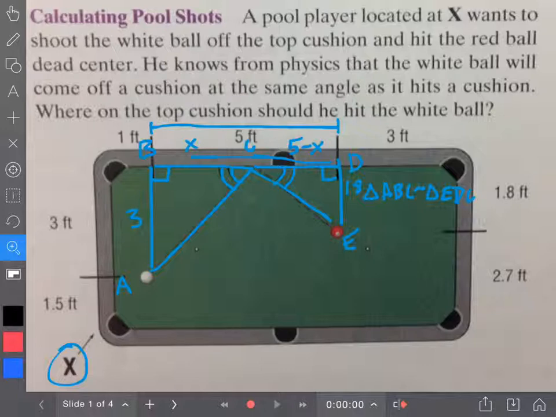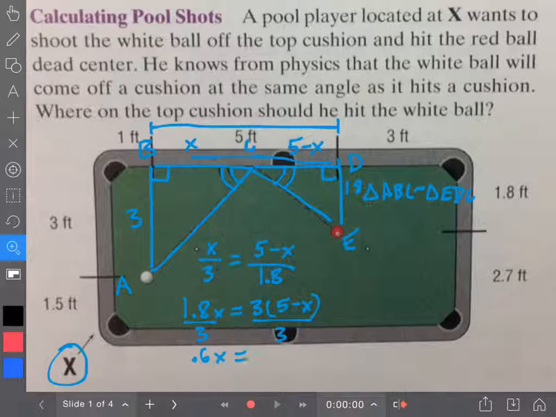We can say, alright, the ratio of x to 3 needs to be equal to 5 minus x to 1.8. So far, so good. Now I can solve for x. I'm going to say 1.8x equals 3 times 5 minus x, which means, let's see, I can divide both sides by 3. And now I get 0.6x equals 5 minus x.